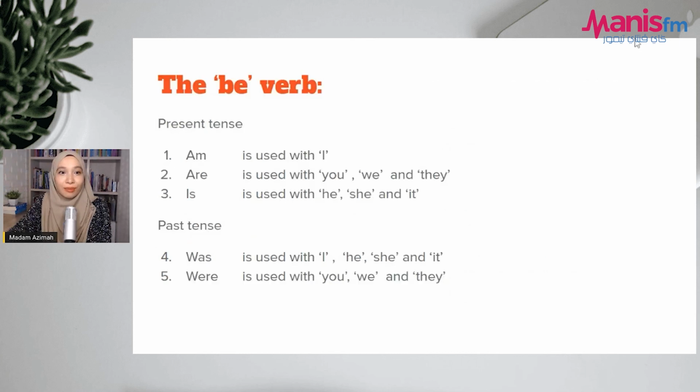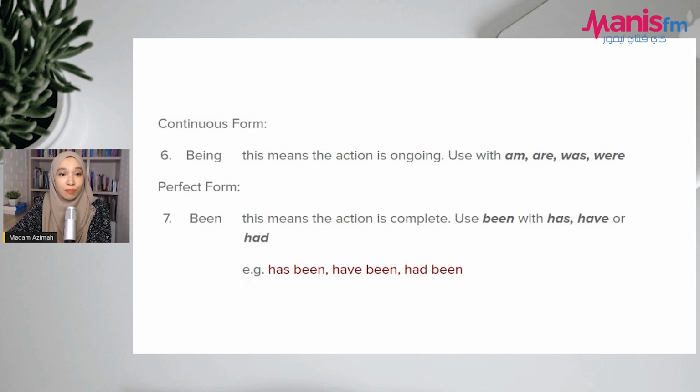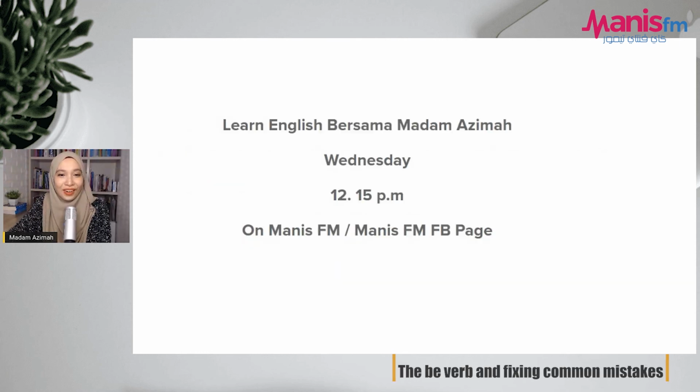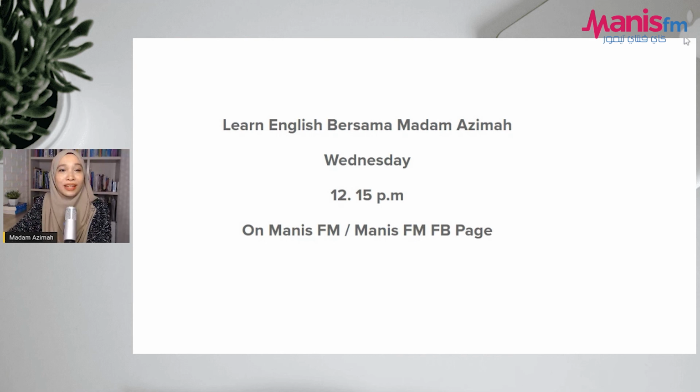So this is a summary of the be verb. The be verb, there are 7 forms: am, are, and is in the present tense form. The past tense form is was and were. The continuous form is being, and you have to use am being, are being, was being, or were being. And the 7th form is the perfect form, which means that you have to use has, have, or had, as in has been, have been, or had been. All right. So I hope that has been helpful for you.